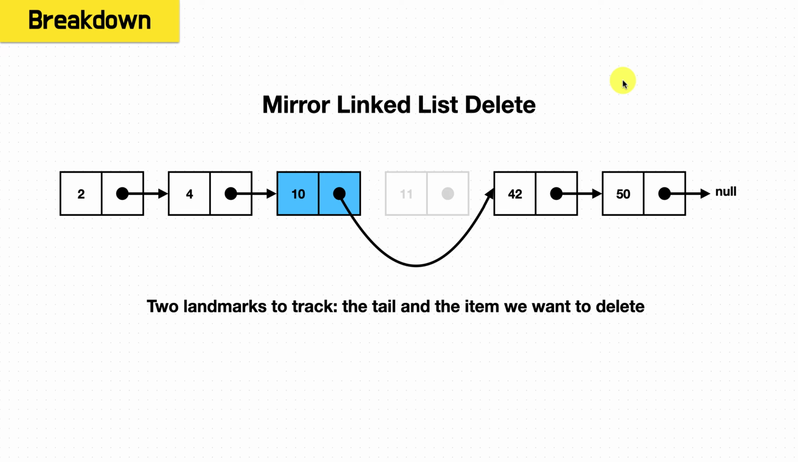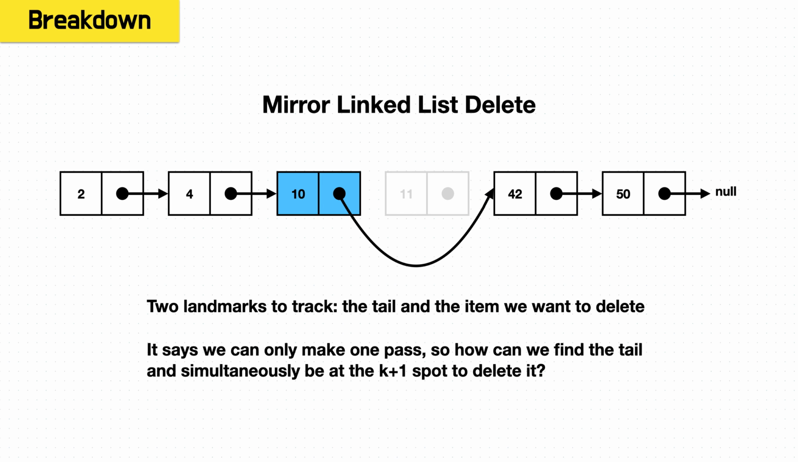So there are two landmarks we want to track. If we can find the tail node, we can also know the item we want to delete at the exact same time. Or more specifically, we want to be one item past it from the tail at the k plus 1 spot, so we can delete it. So how can we find the tail node and the k plus 1 spot item in one pass without breaking our constraints? This question never says anything about how we do our one pass, so we can use a second pointer, or implement something called the runner technique.